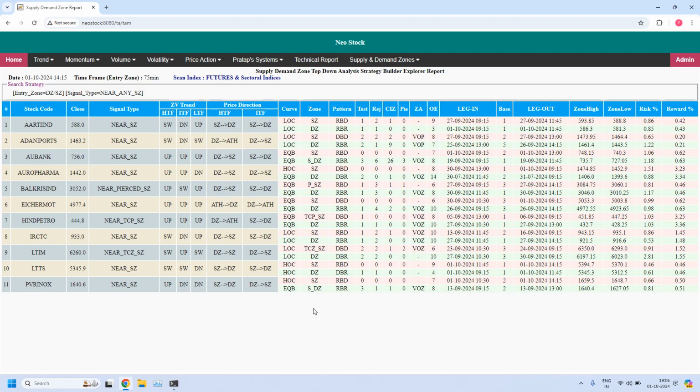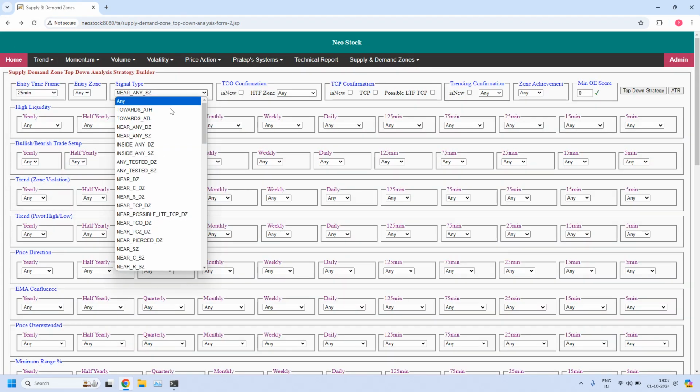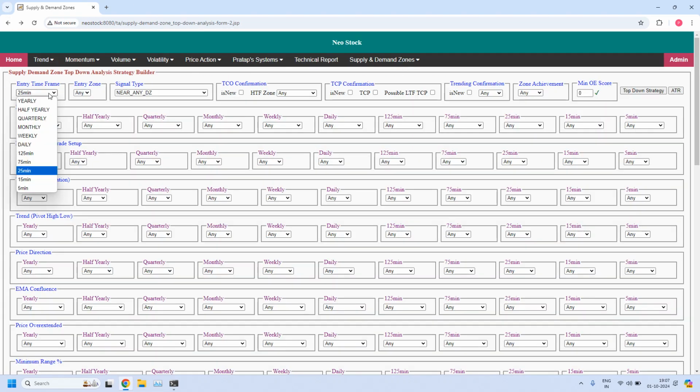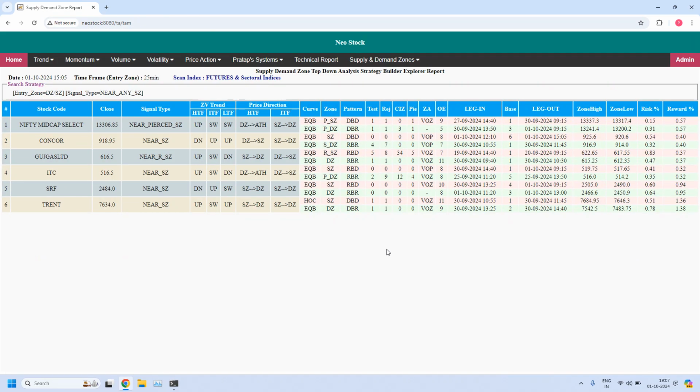So we have completed the daily and 75 minutes high liquidity zones we identified. So the next time frame is 25 minutes. Let us find the stocks near the 25 minutes demand zone. 7 stocks are filtered. Okay, next, for the 25 minutes time frame, let us find the stocks near the 25 minute supply zone. 6 stocks are filtered.